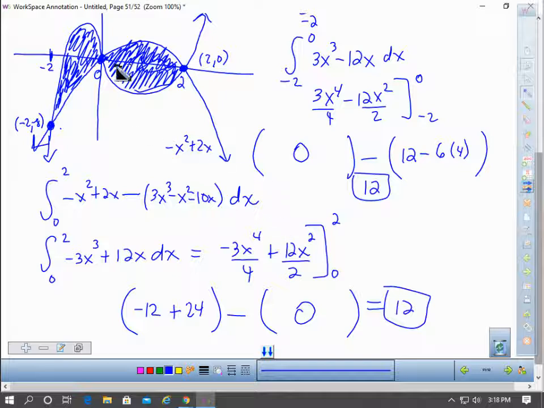And that's a coincidence that they both end up being an area of 12. That's pretty cool. All right, that doesn't always happen. So the area on the left is 12, the area on the right is 12. So that means the combined area of these two pieces is 24.